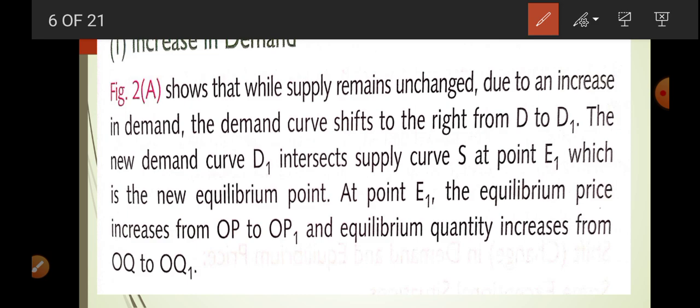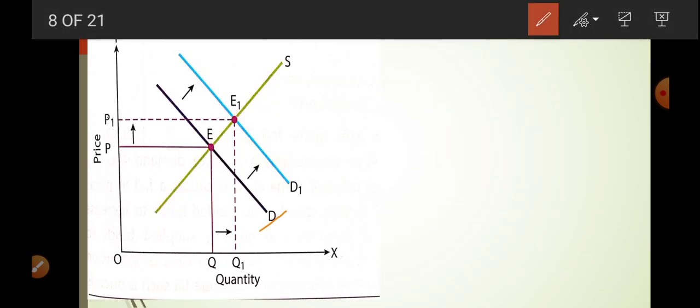So here you can see, while supply remains unchanged and there is an increase in demand, what is going to happen? In the diagram, it is DT and this is your supply curve. It is intersecting at E point. Now the condition is that demand increases, so it becomes D1. Now it is going to intersect at E1 point. Quantity now is Q1 from Q and price becomes P1.